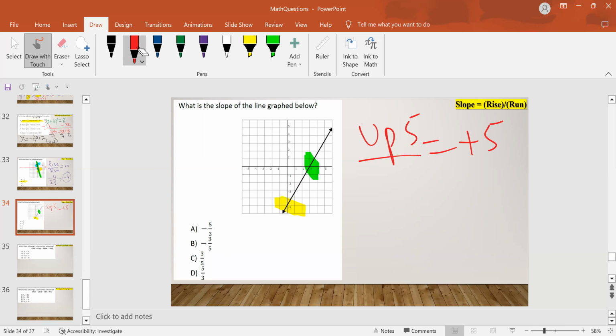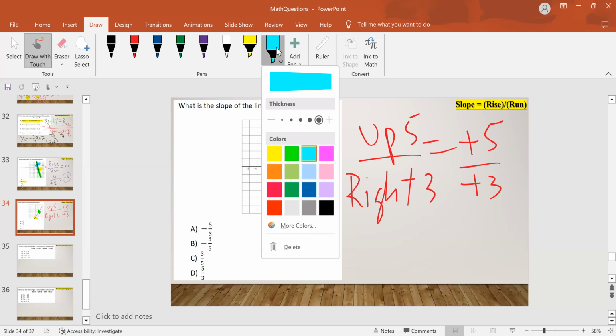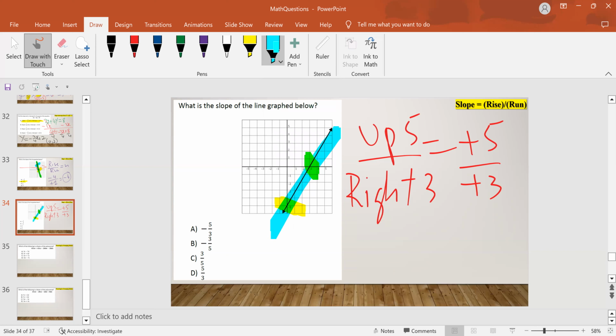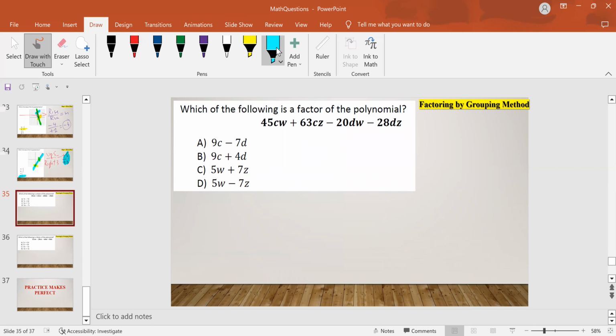And now we move right. We move right, how many units? 3 units. So it's gonna be +3. Okay, so here we have +5 over 3. And you have to understand something. This graph is going up. From left to right, this graph is going up. So the slope will be positive. And yes, we have +5 over 3. And the best choice here is B, 5 over 3. Okay, we continue. Almost done.